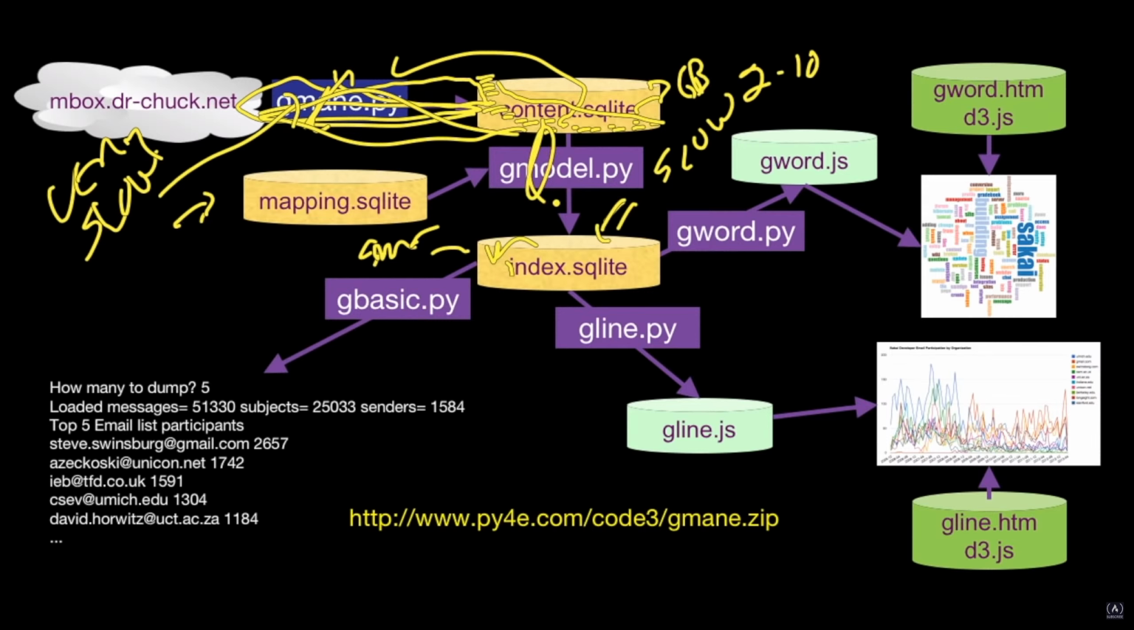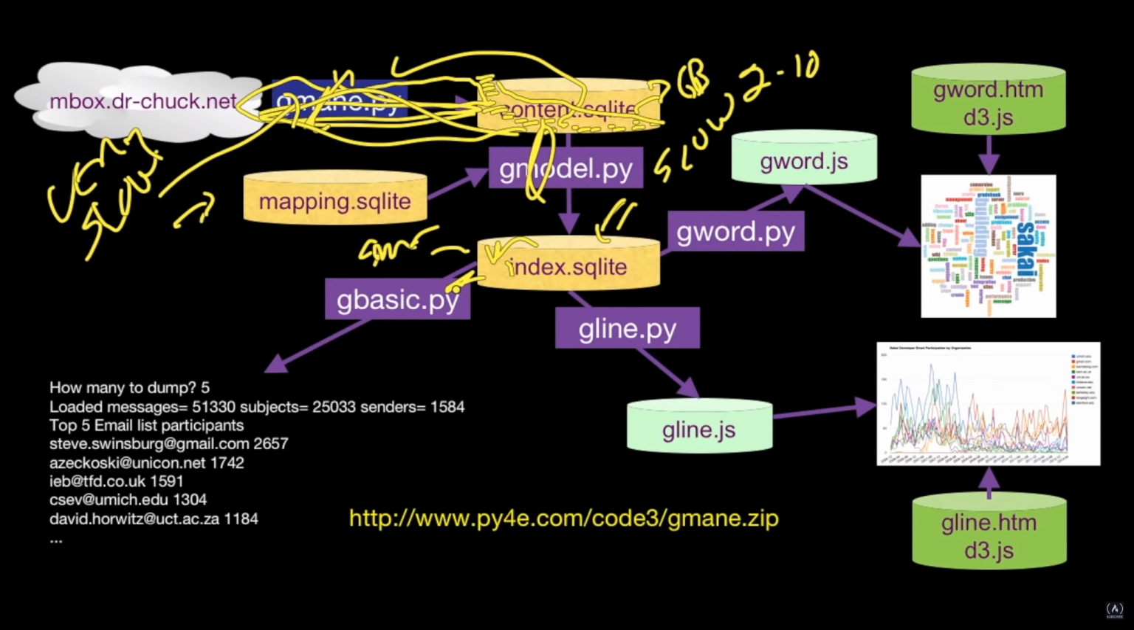and then watch when you run gbasic, which is a scanner, or gline, which produces line data, or gword, and watch how fast they run. They run in a couple of seconds at the most, and this runs in 2 to 10 minutes. The difference is that the data is efficiently modeled in index.sqlite.